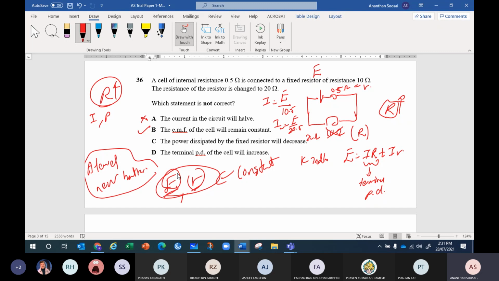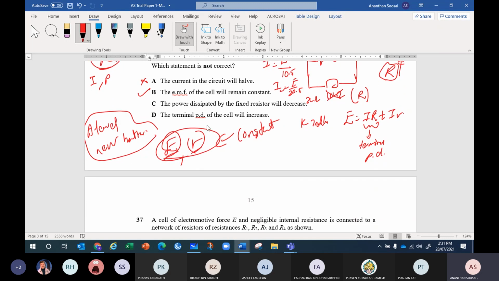Okay. C, the power dissipated by the fixed resistor will decrease. Oh, the power in the external load. The fixed resistor is the external load, right? Okay, 10 ohm changes to 20 ohm. What happened to the power in the external load? How do we find this power dissipation? Power has three formulas: IV, I squared R, V squared over R.